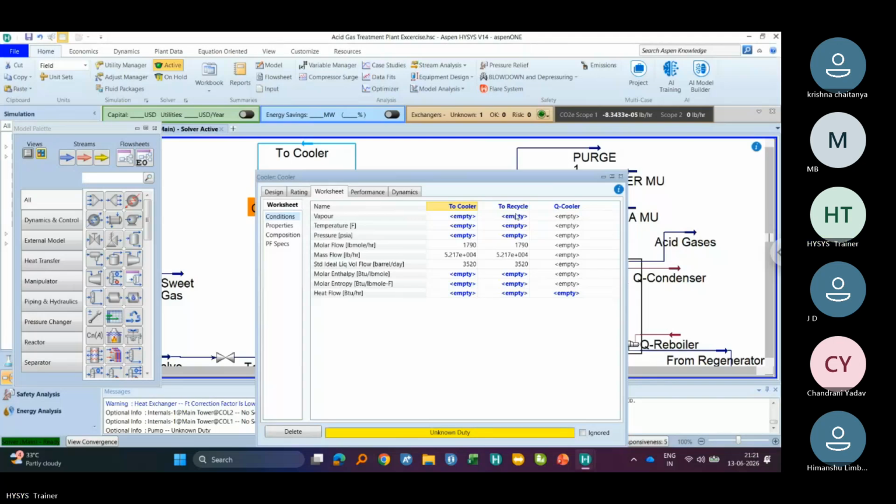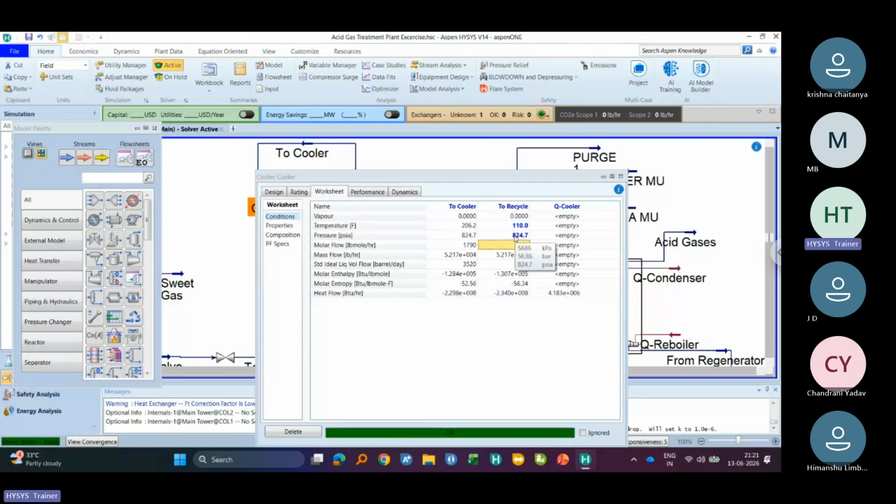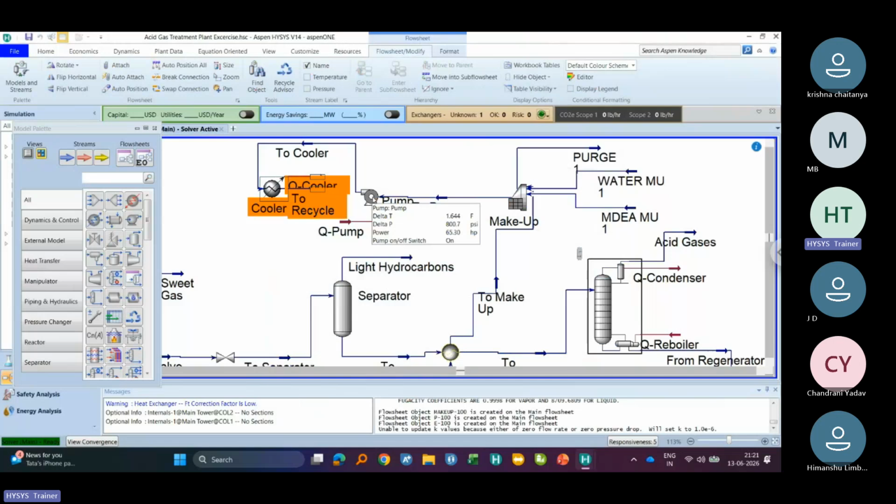Temperature is 100 Fahrenheit, oh sorry, 110 Fahrenheit. Because we need to match these values to the lean amine stream temperature and pressure values. That's why we will be giving the same values, 110 Fahrenheit and pressure is 824.7. You'll see that my pump is also now configured. I will change the orientation of this cooler as well.